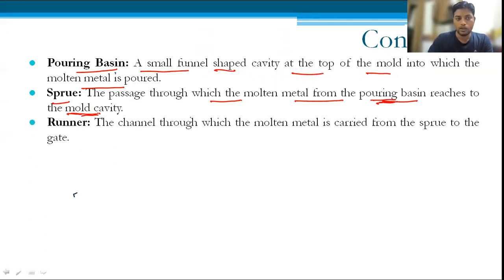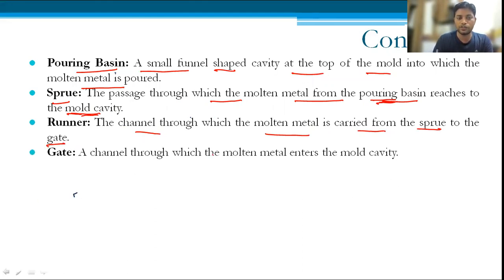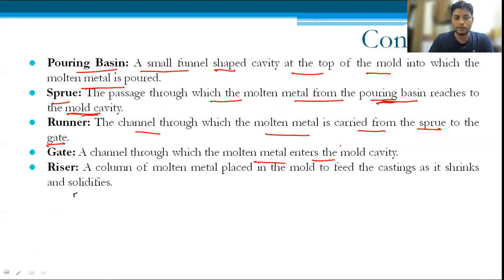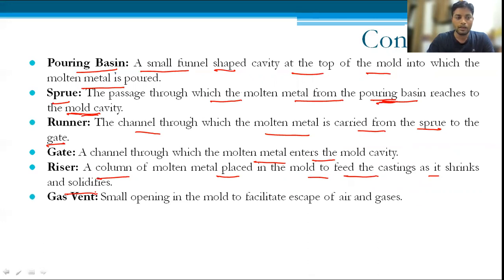Next is the runner. It is a horizontal passage or channel through which the molten material is carried from the sprue to the gate. The gate is the channel through which the molten metal enters the mold cavity from the runner. Then is the riser. A riser is a vertical column of molten material placed in the mold to feed the casting as it shrinks and solidifies. When the molten material comes out of it, we stop the material that we are pouring.